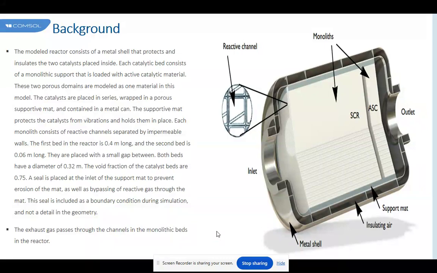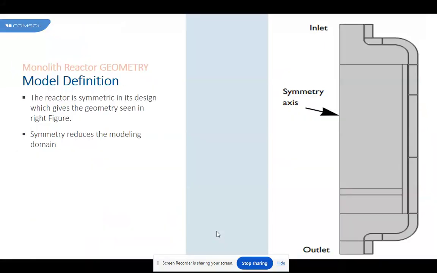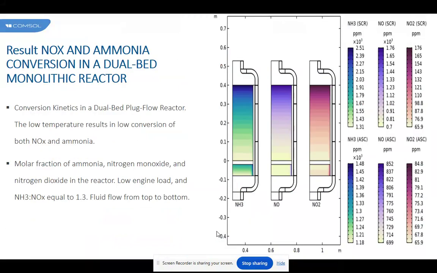The exhaust gas passes through the channels in the monolithic beds in the reactor. And the model definition. The reactor is symmetric in its design, which gives the geometry seen in the right figure, and symmetry reduces the modeling domain.